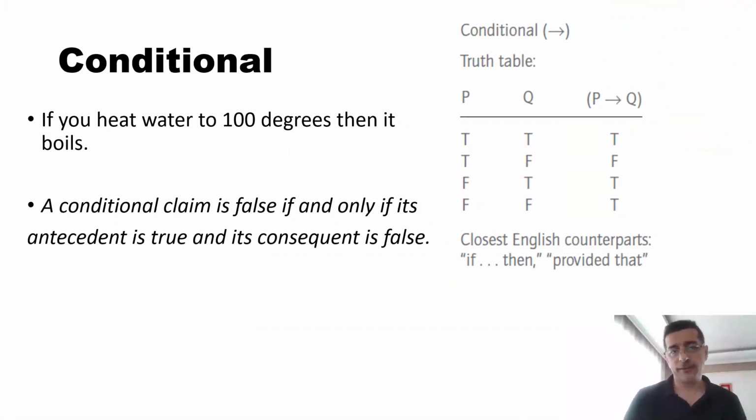Conditionals. This is said to be maybe the most difficult operator. Well, when you do some exercise, you'll see that it's not as difficult. Well, let's look at the sentence. If you heat water to 200 degrees, then it boils. You can see that the operator here is the arrow, right? So what is the operator? Here you have the operator arrow. All right.